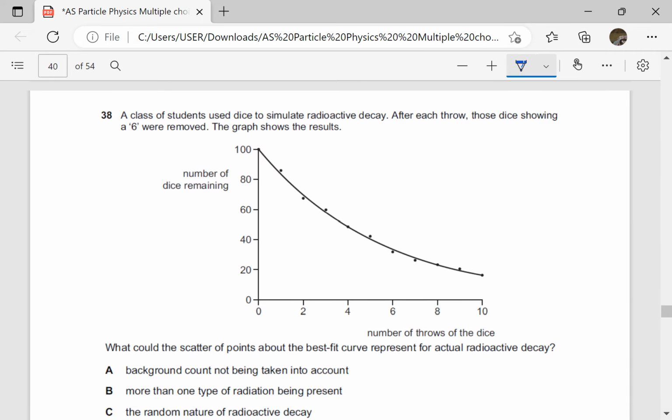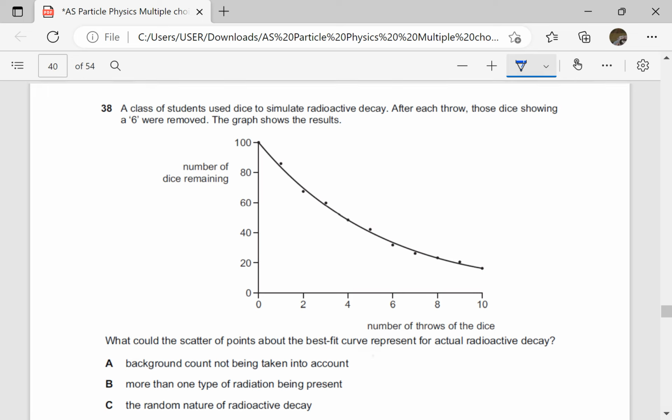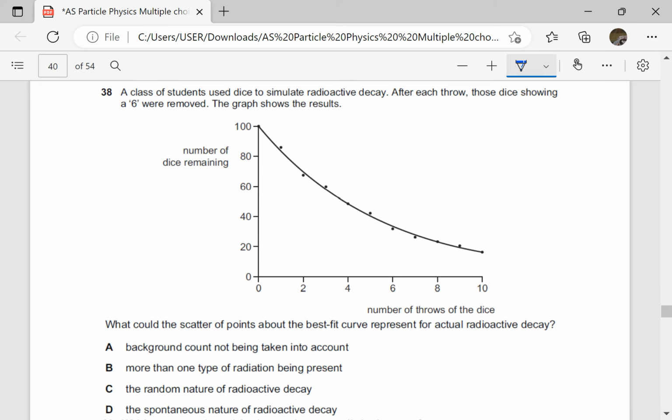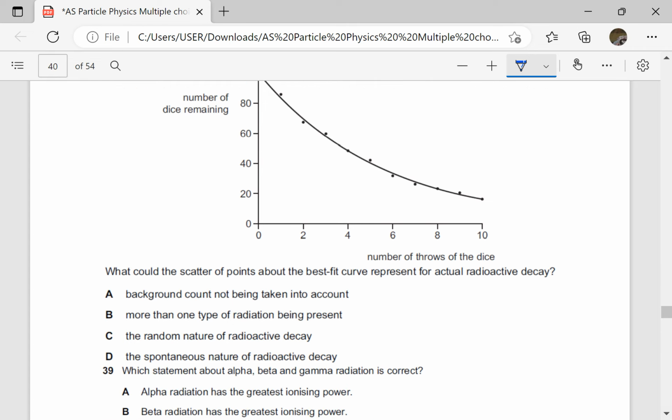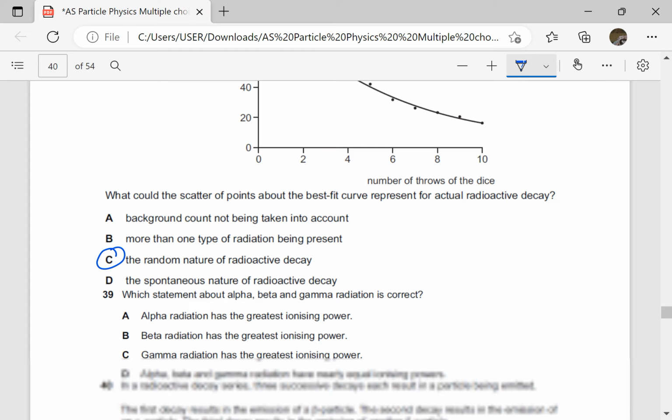A class of students used dice to simulate radioactive decay. After each throw, those dice showing 6 were removed. The graph shows the results. What would the scatter of points about the best fit curve represent for actual radioactive decay? I think that is the random nature. The scattering of the graph is the random nature of radioactive decay. That is the scatter of points about the best fit curve.